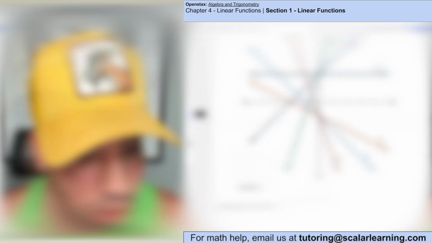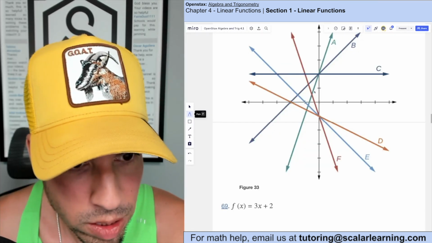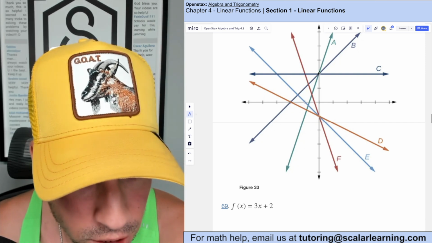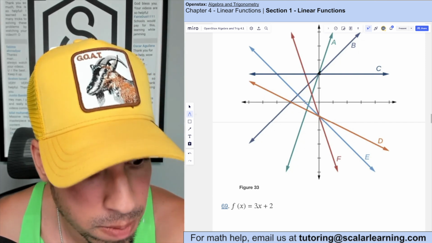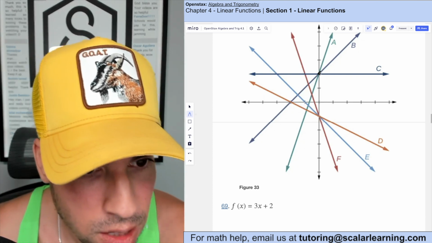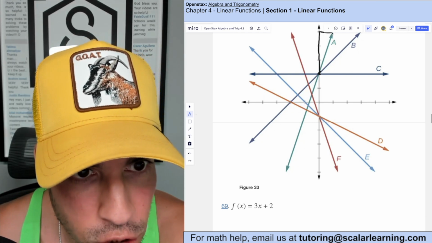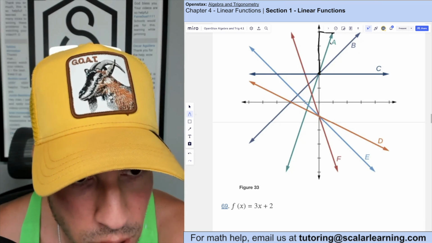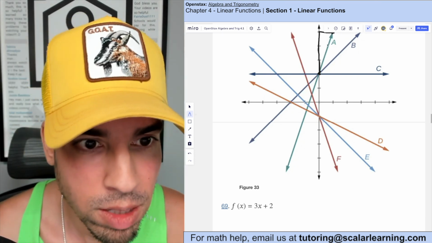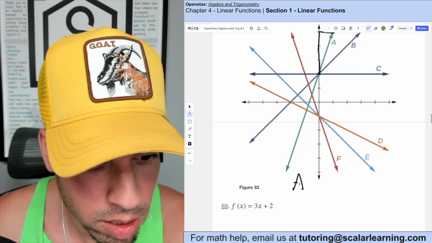Boom, done. For f of x equals 3x plus 2, we need a y-intercept of 2, which is right here. So it could be either C, A, or B. And it's got to have a slope of 3, meaning it's got to go up by 1, 2, 3, and then over by just 1. That's a nice slope of 3 over 1, aka 3, which obviously matches up with A. So A is the winner.